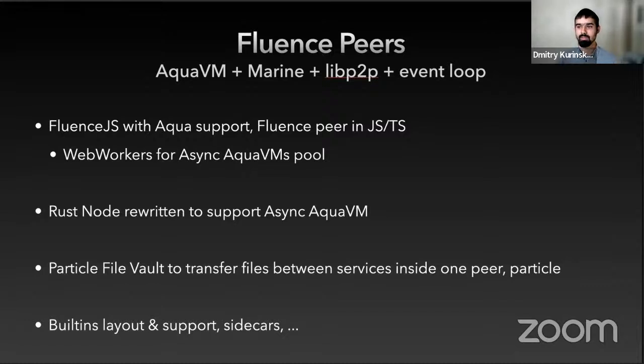Then the reference implementation of the Fluence node, the Fluence Peer in Rust, was rewritten to support asynchronous Aqua VM. We introduced the particle file vault. It's a mechanism to transfer files between services inside one peer and inside one particle safely and securely. And it opens the gates for more integrations with external services.